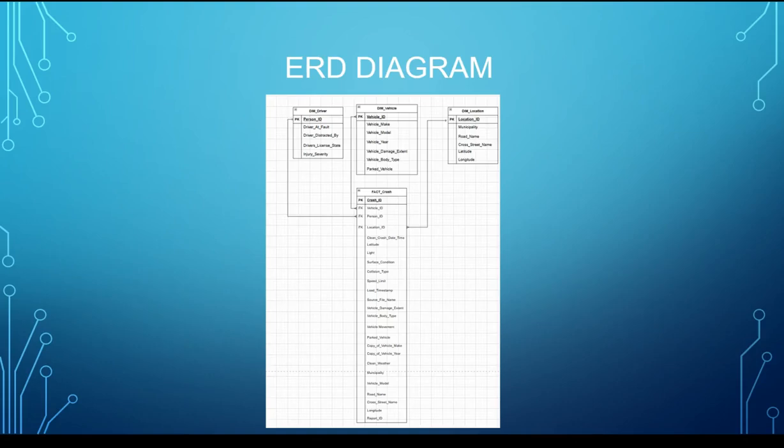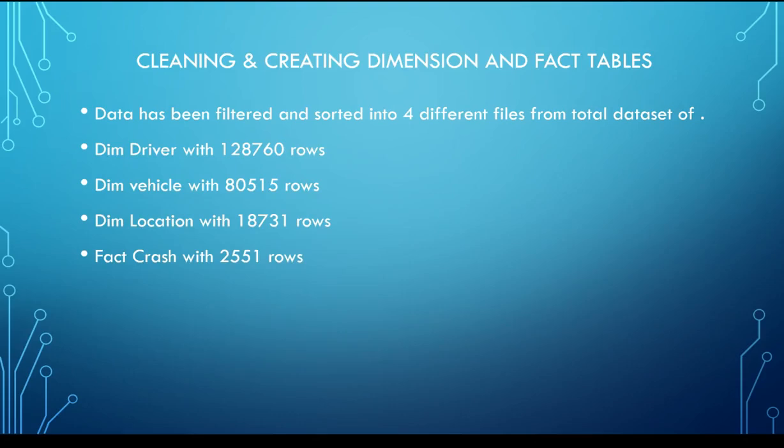So this is our ERD diagram, which clearly shows the relationship between the driver, the vehicle, the crash location, and the crash. So it shows that the driver has a one to many relationship with the crash, whereas vehicle and crash have a many to many relationship, and the location with the crash, as one location can have many crashes. However, one crash has only one location, so it has a one to many relationship.